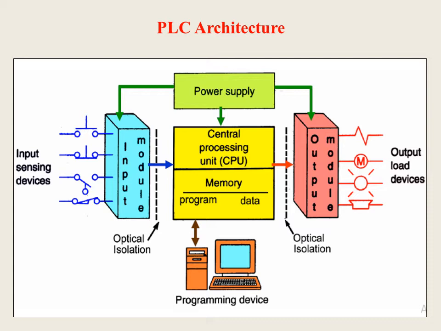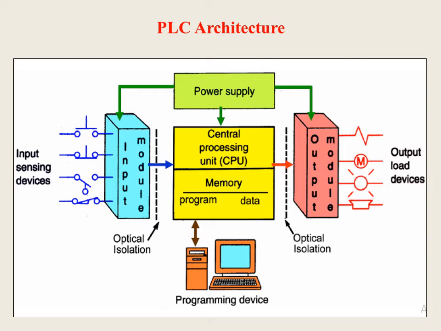Now the PLC architecture. The input sensing devices are on the left hand side and the output load devices on the right hand side. Input sensing devices are the sensors, and output load devices are the actuators. There may be a number of sensors. The symbols shown on the left hand side may be a push button, a temperature sensor, a level sensor, or a switch.